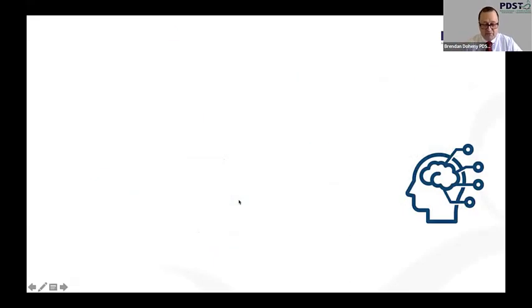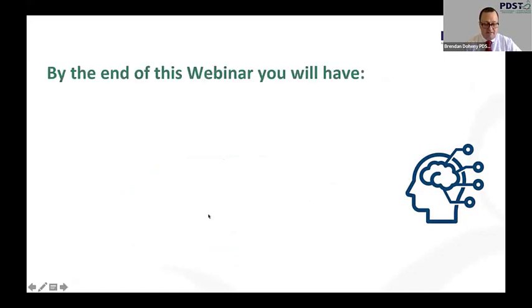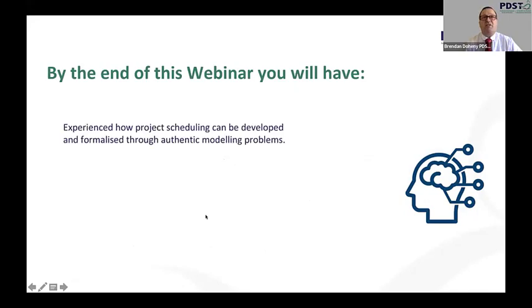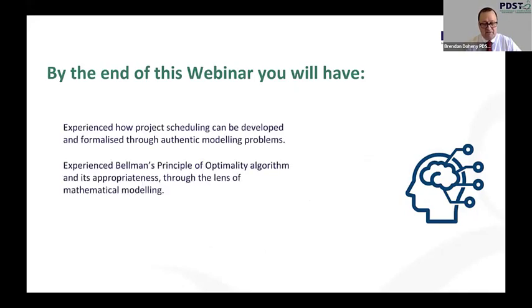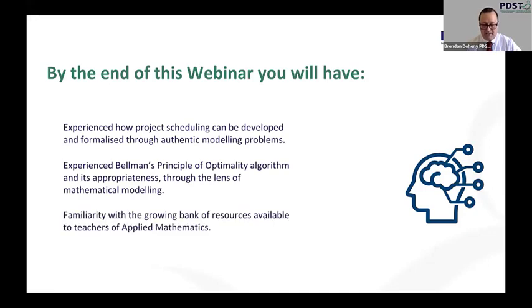This seminar will last about 45 minutes, and we hope that by the end of the seminar, teachers will have experienced how project scheduling can be developed and formalized through authentic modeling problems, experience Bellman's principle of optimality and its appropriateness through the lens of mathematical modelling, and be more familiar with the growing bank of resources available to teachers of applied maths.